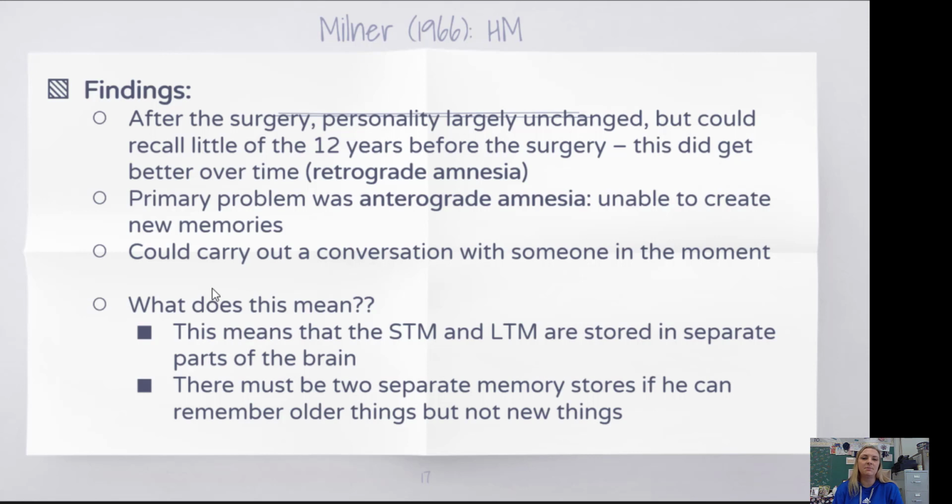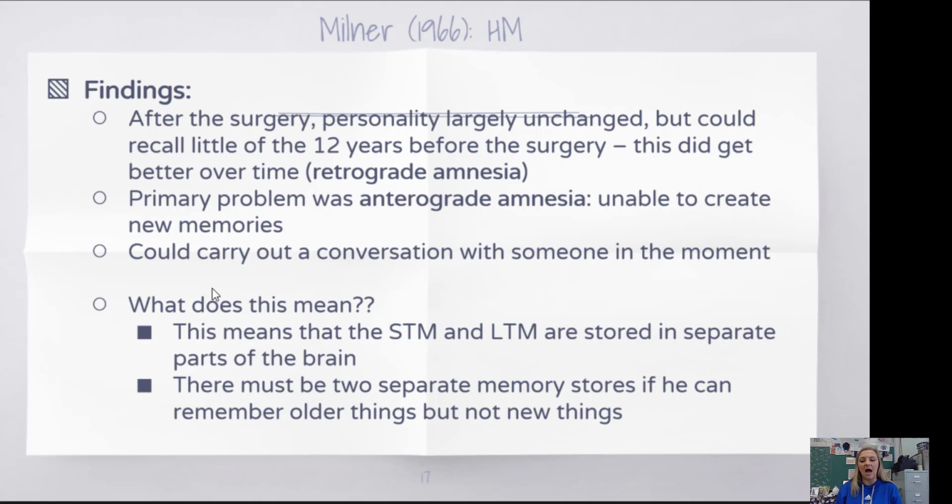So what does this mean? Those are the implications. It means that the short-term memory and the long-term memory are stored in separate parts of the brain. Because HM could remember things from his childhood, we know that long-term memory that happened before is in a different part than our actual conscious awareness, those things that are happening in the moment. It also must mean that there are 2 separate memory stores. Our short-term memory and our long-term memory are separate from each other.